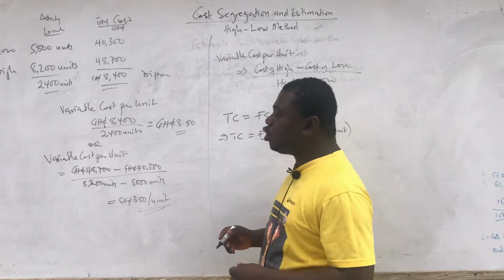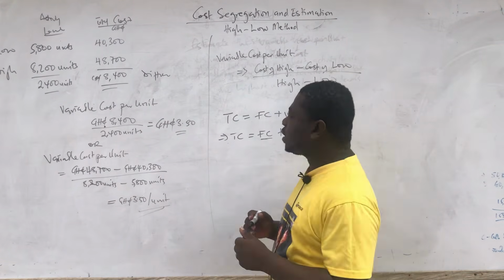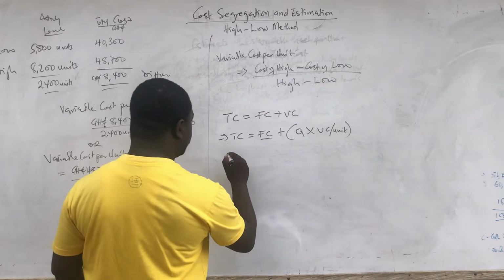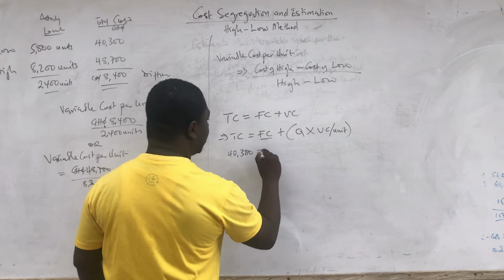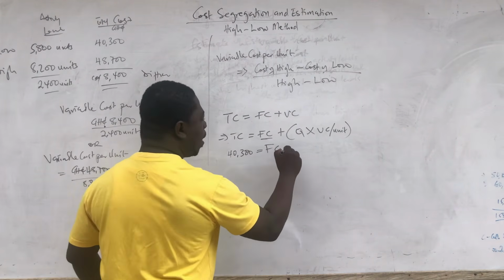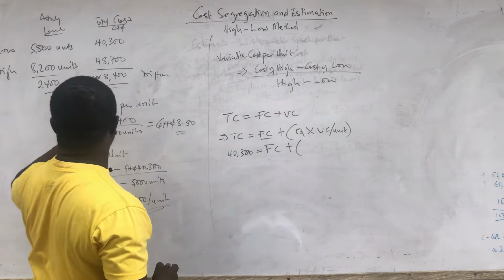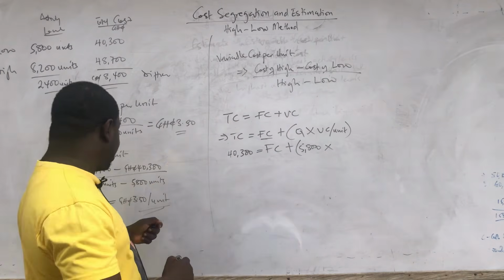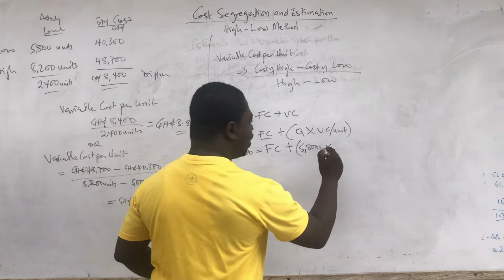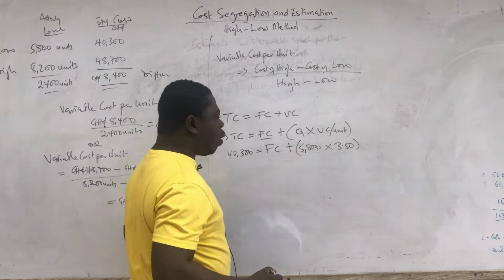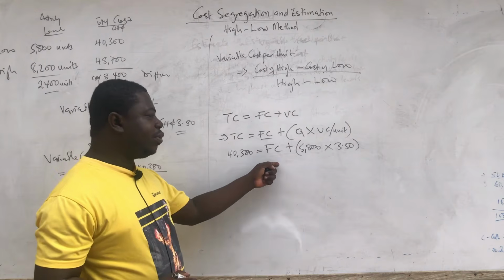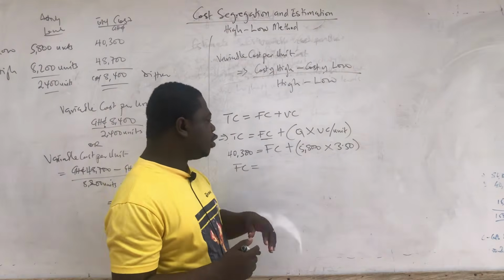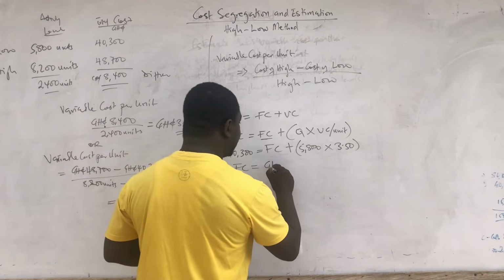So let us imagine using the lowest level. If we are using the lowest level, total cost, TC, associated with the lowest level will be 40,300. Then it will be equal to a fixed cost that we don't know, plus what is the quantity that is associated with the lowest level? That is 5,800 multiplied by the variable cost per unit, which we just estimated to be 3 cedis 50 pesewas, so 3.5. And so once we are able to get this, automatically we can do change of subject and find our fixed cost. So if we do change of subject and then we solve this equation, our fixed cost will be equal to 20,000 Ghana cedis.